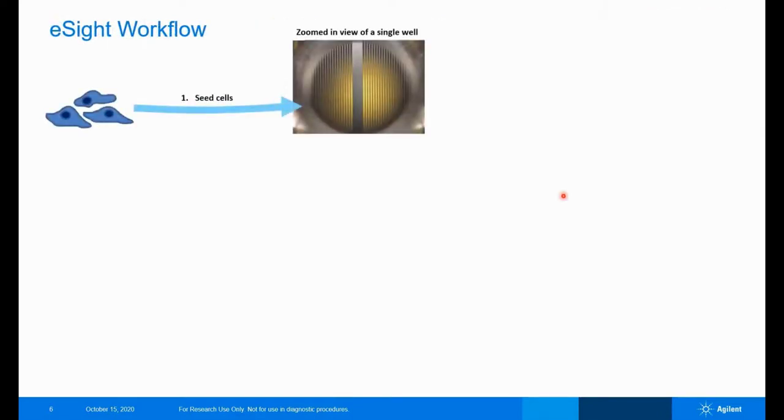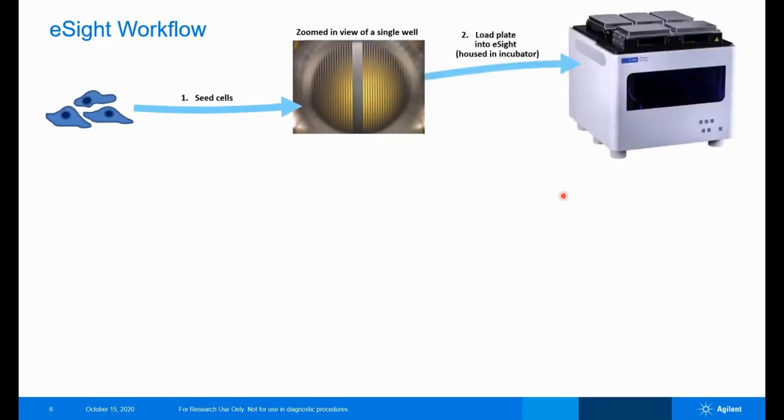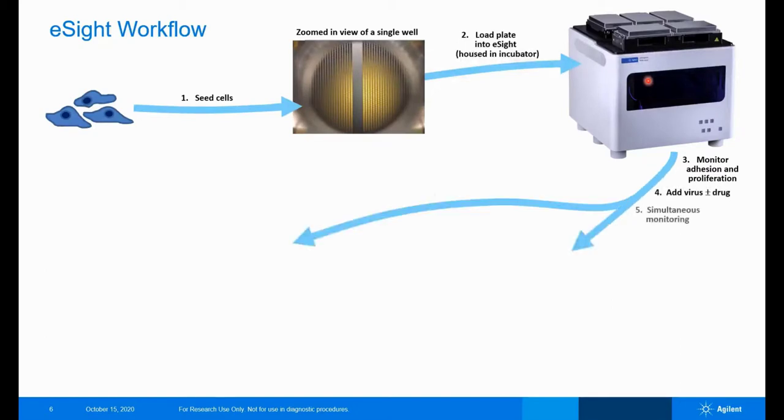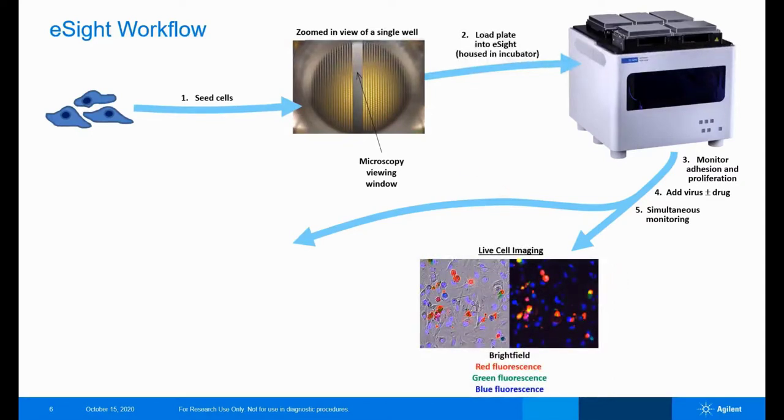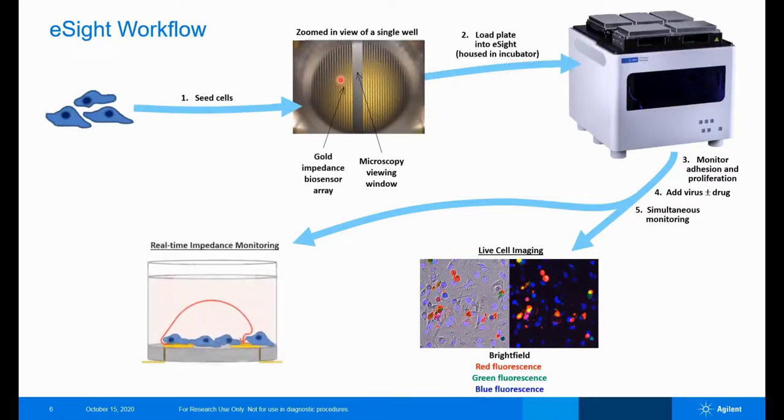The workflow for eSight is very flexible. I'm showing one variation of it here that involves seeding cells into the specialized plate, putting the plate into the eSight, which is housed inside a regular tissue culture incubator, and allowing for those cells to attach and proliferate over the first day. At that point, the plate can be removed and virus can be added in the presence or absence of drug, and you're now ready to simultaneously monitor the two outputs. So using the microscopy viewing window, you're going to get your bright field plus red, green, and blue fluorescence images, and using the biosensor array, you're going to get the impedance data.